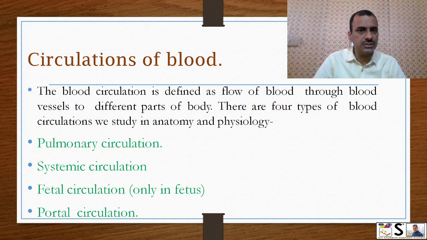What is circulation of blood? Blood circulation is defined as the flow of blood through blood vessels to different parts of the body. There are four types of blood circulation we study in anatomy and physiology. These are pulmonary circulation, systemic circulation, fetal circulation, which is in the fetus, and portal circulation.